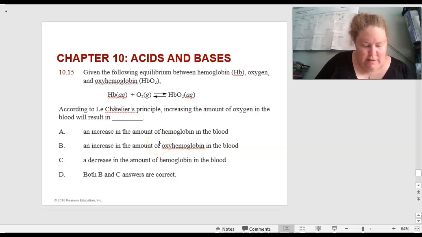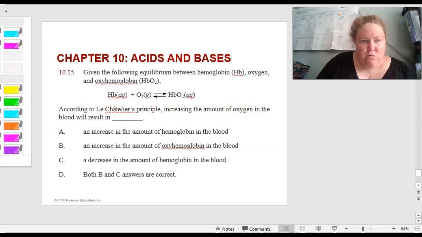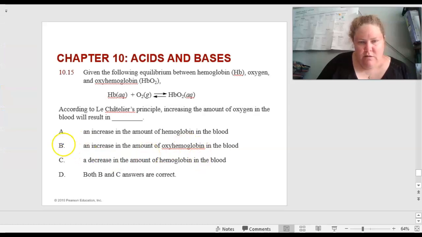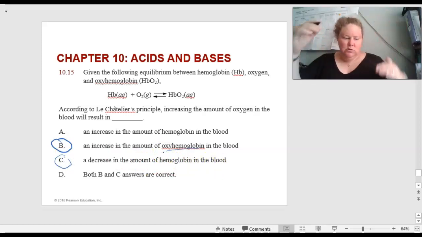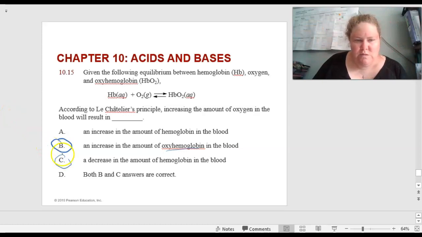And so when we increase the amount of oxygen in the blood, you are going to do two things. The increase of oxygen is going to cause an increase in the amount of oxyhemoglobin so that it can carry it, and it will also decrease the amount of hemoglobin in the blood. So they have to equalize out. And therefore, since B and C are both correct, D is going to be the answer for this question.